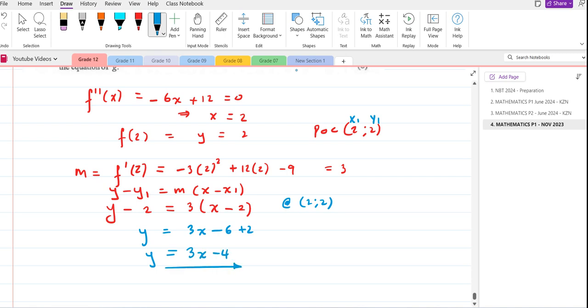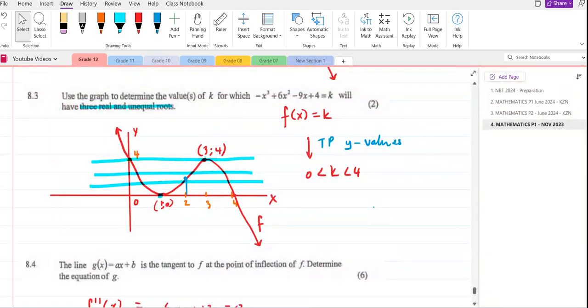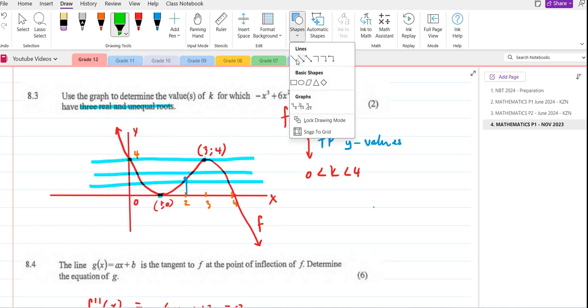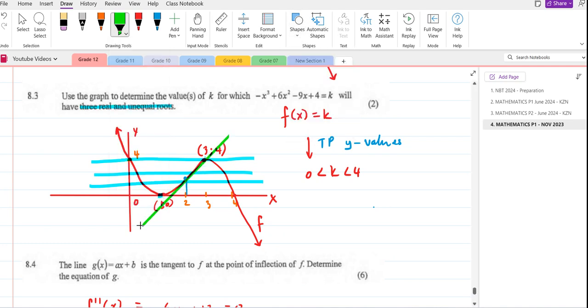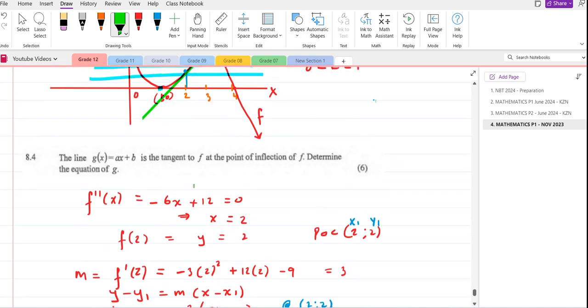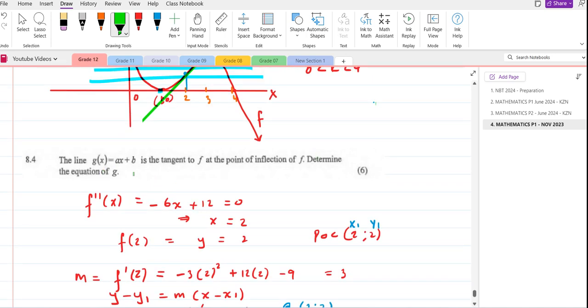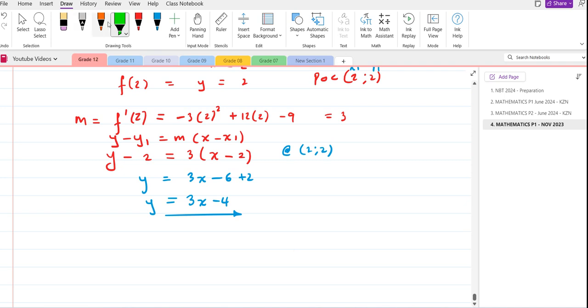And if we observe the graph and try to put the equation of the tangent line at the point of contact, you'll find that the line can only be upward sloping. See there? The line is only upward sloping, so it has to be a positive slope. Determine the equation of G. So what is G of x? Therefore G of x is equal to y, which is 3x minus 4. So you don't have to say is equal to y. Take that out. So therefore G of x is 3x minus 4. Continuing on to the next question.